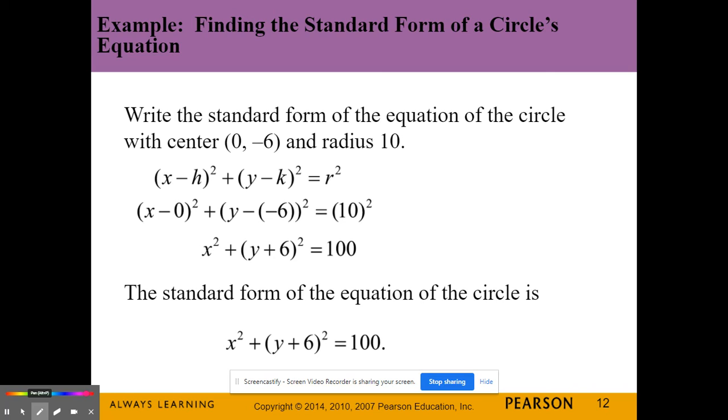So write the standard form. Same question. So 0 is going in for h, negative 6 is going in for k, and 10 is going in for r. So this is going to end up being plus 6 in here, because minus a negative 6 is going to be plus 6. And then 100 is 10 squared.